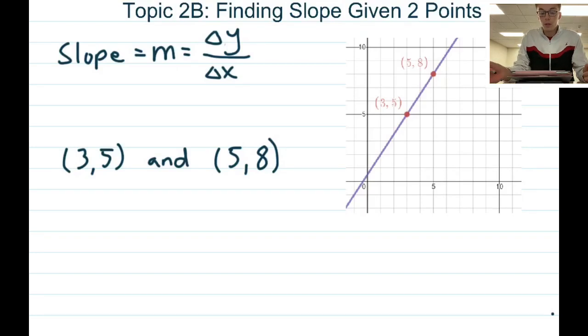All right, so today we're going to talk about topic 2B, and topic 2B is finding slope given 2 points. So we're going to be given two lattice points. We're not just going to be giving graphs, we're going to give the coordinates of these, and we're going to be able to calculate slope just given the coordinates.